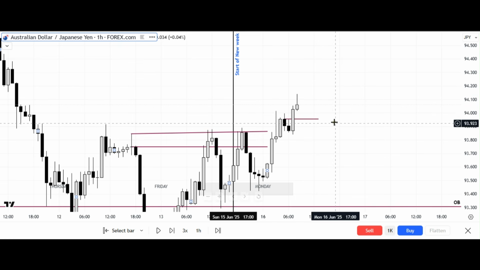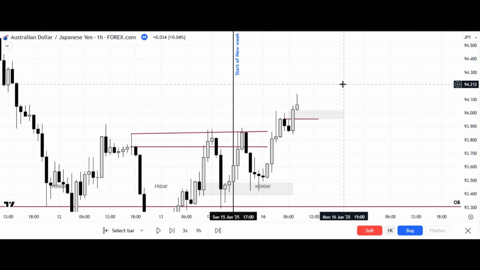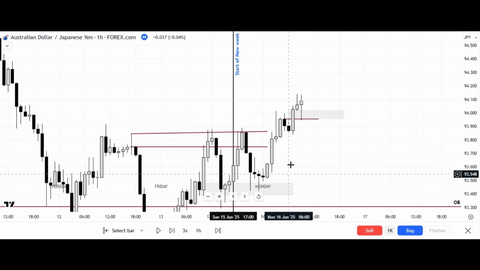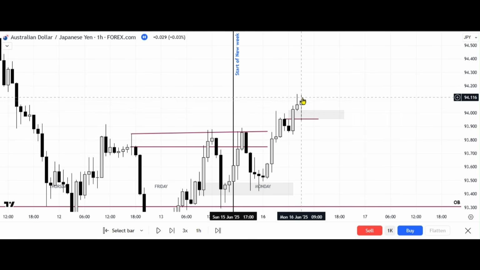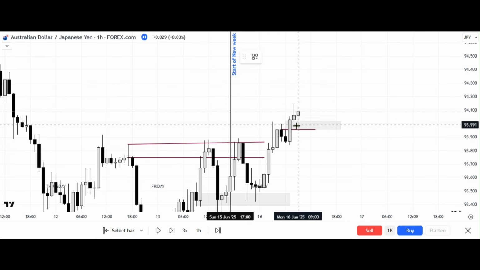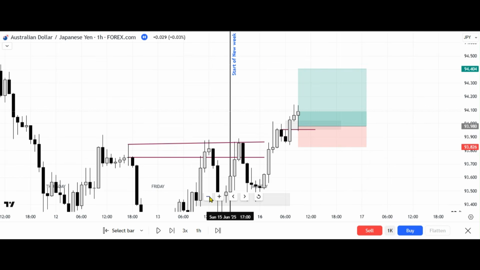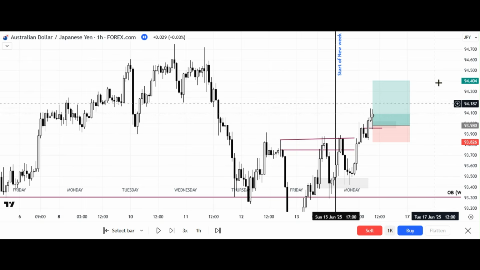I marked this order block and also this fair value gap here, because this candlestick created a fair value gap. Then we can move to the next. You can see, the moment price tapped this fair value gap and order block, this is where I took my entry. Long position. My stop loss was below the swing low, and my take profit.